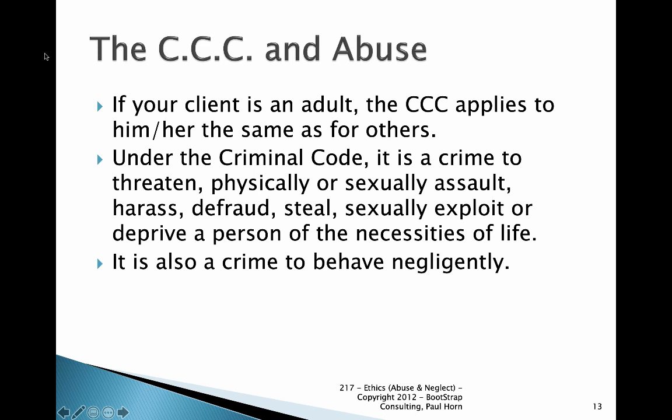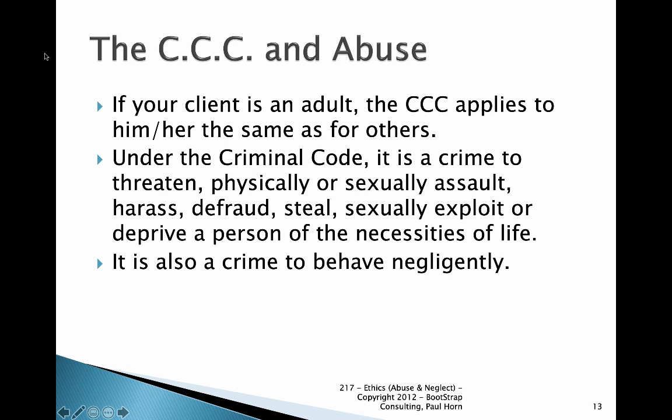It really doesn't make a distinction based purely on whether or not the power differential we described in much earlier videos applies here. Instead, there's just a whole bunch of different crimes that describe the way that we act towards each other. For example, it's a crime to threaten people, to physically or sexually assault people, to harass people, not just sexually, but in many other ways, to defraud them, which means to get money from them through dishonesty or misrepresentation, to steal from them, to sexually exploit them, for example, to take pictures of people and sell them without their permission, or to deprive a person of the necessities of life.